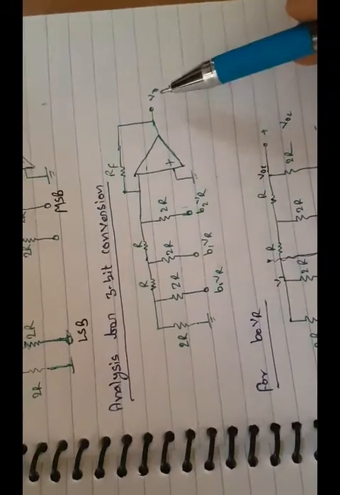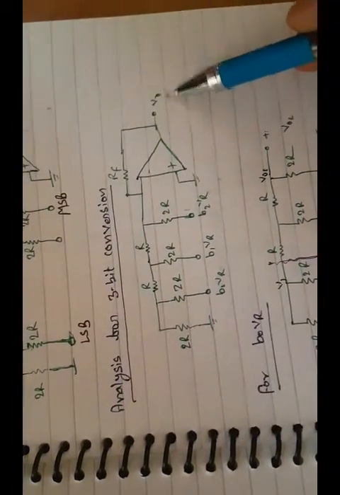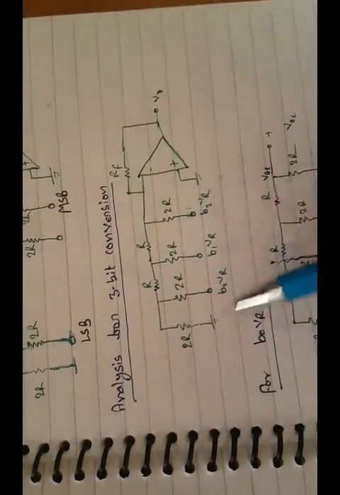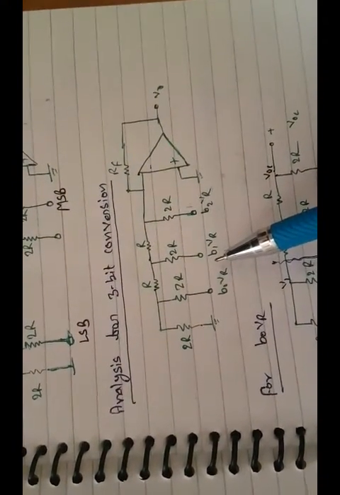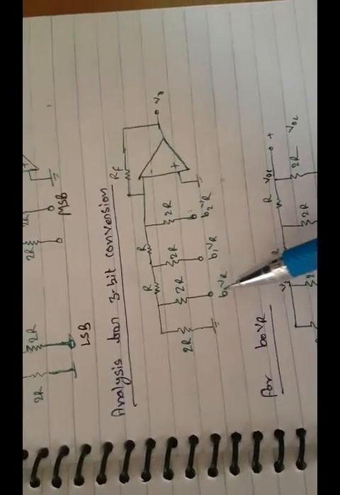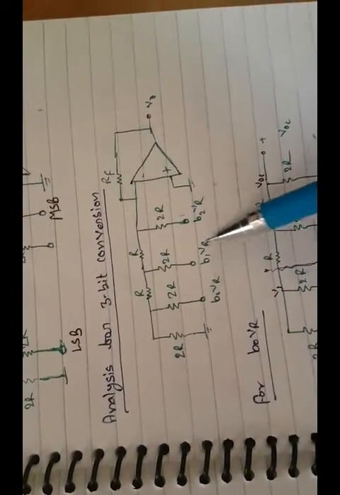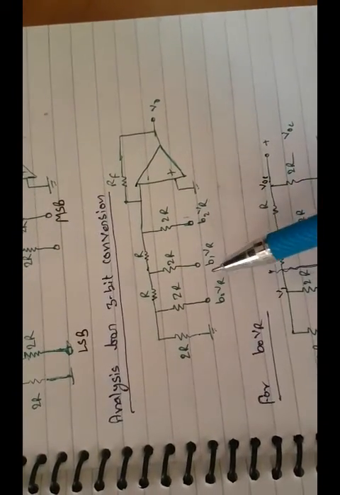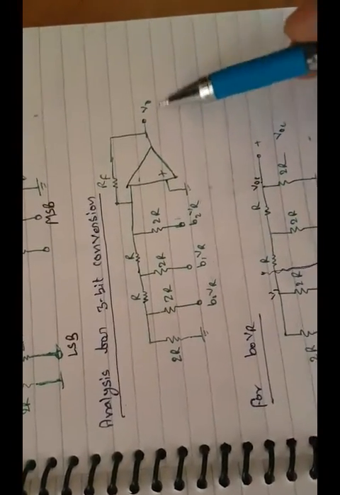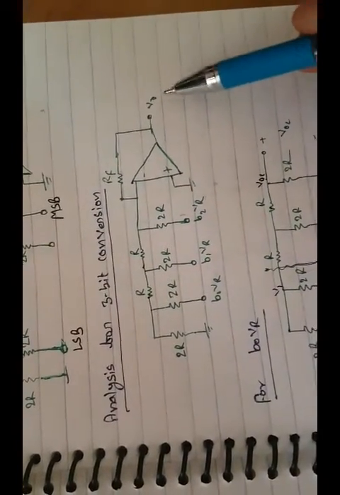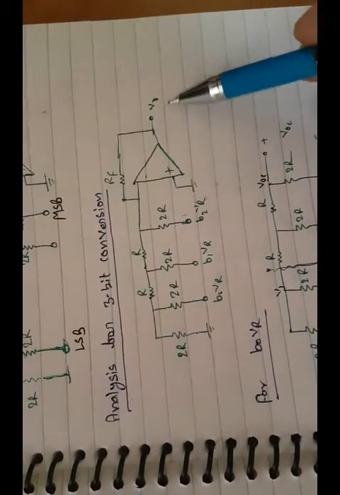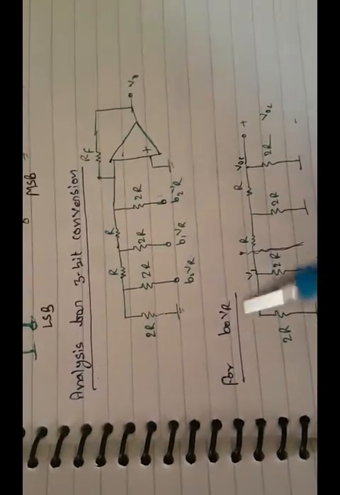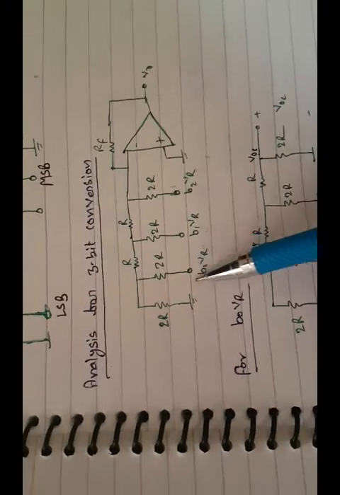For this circuit, we find the output voltage V0 with the help of the superposition theorem, because we have 3 sources, B0 VR, B1 VR, B2 VR. We already know about the superposition theorem. So first we do it for B0 VR.